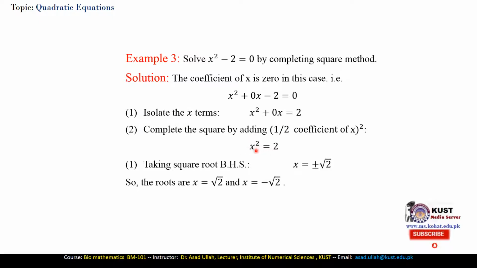Now the left side is a complete square. Now taking a square root on both sides of this equation, we get x is equal to plus minus square root of 2. So we get two roots, x is equal to square root of 2 and x is equal to minus square root of 2.